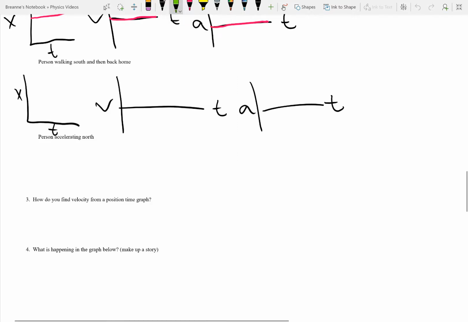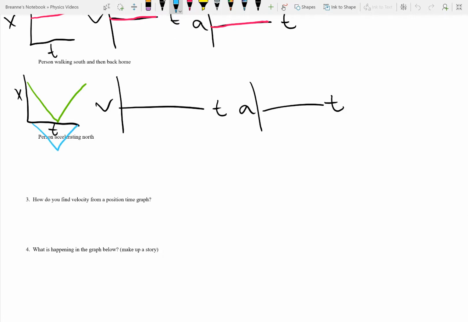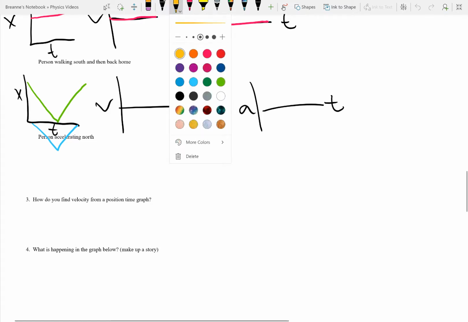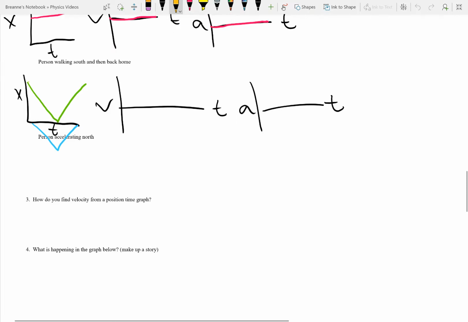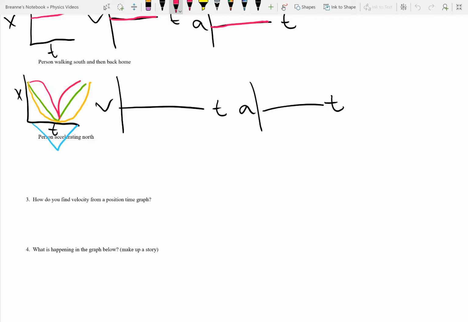I had some people draw walked. As long as you stopped at the same spot, you're golden. I had some people go down here. They walked. So they made sure they stopped. They thought home was 0. I didn't have any people, but actually I did have some people do this one. You accelerated. Or you slowed down and then you sped up. And I didn't have anyone do this, but you can have this type of graph. Any of those would be correct.